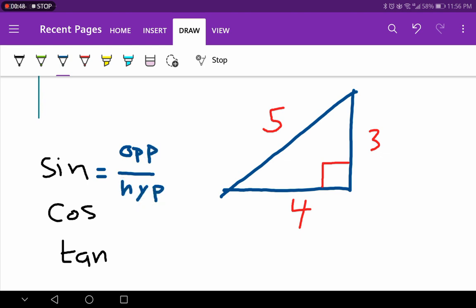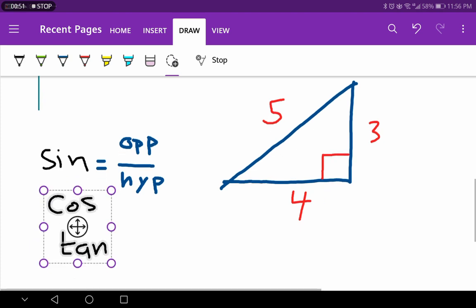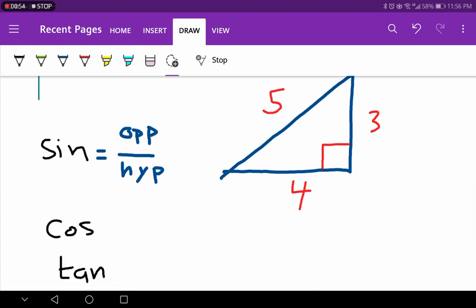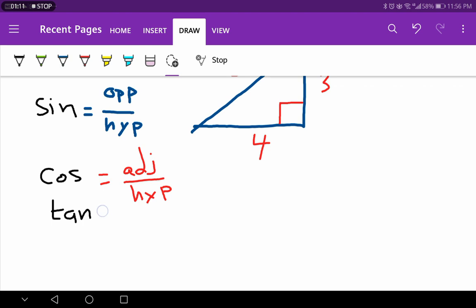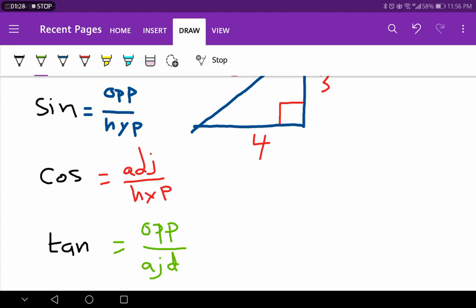And what about the cosine? The cosine equals adjacent side over the hypotenuse. And last, my dear student, is the tan. It comes from the opposite side for the angle over the adjacent side for the same angle.